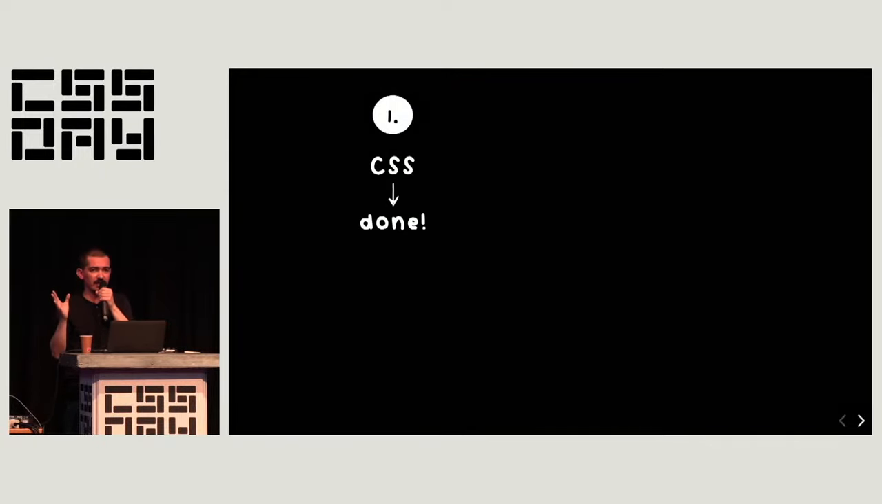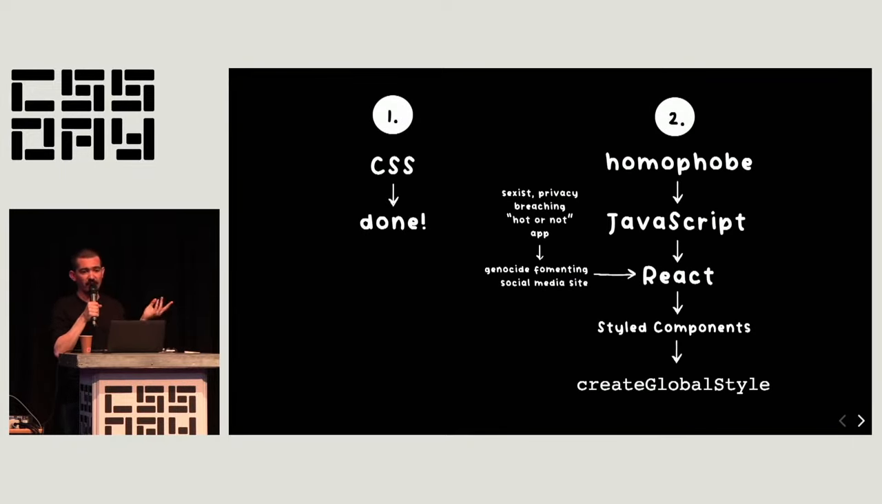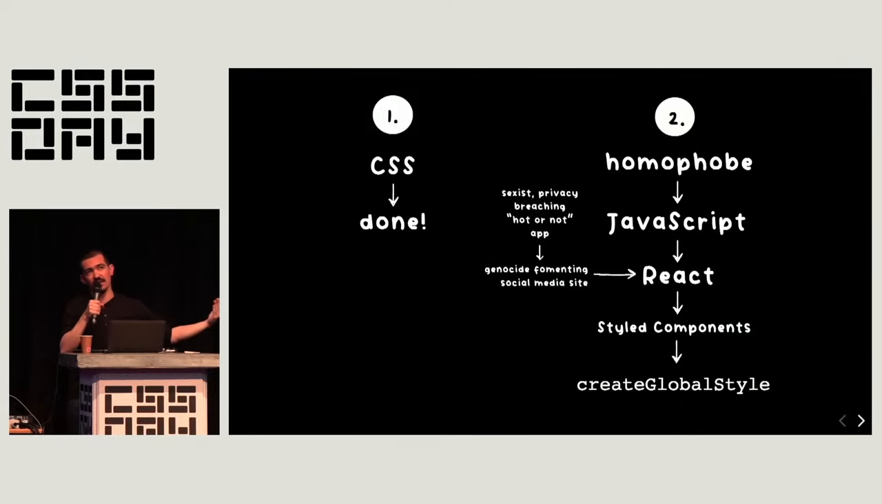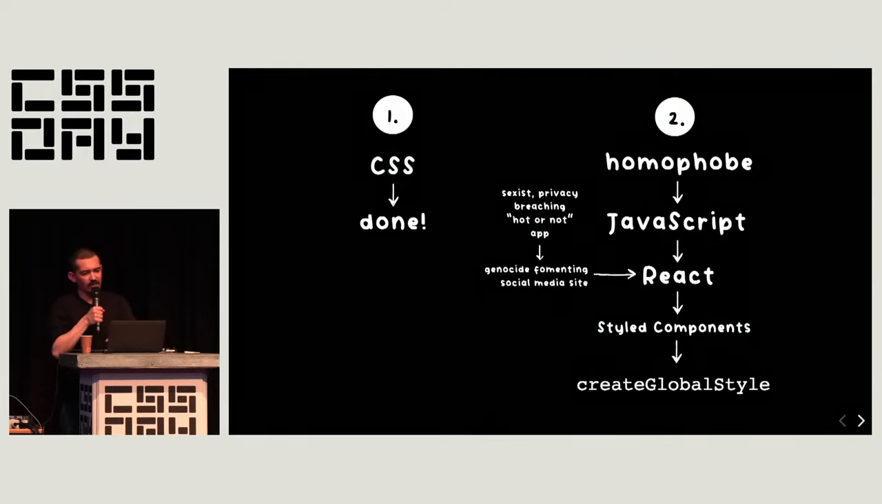You can achieve exactly the same thing with this. Find a homophobe, get them to invent JavaScript, simultaneously wait for someone to come up with a sexist privacy-breaching hot-or-not application, wait for that to evolve into a genocide-fermenting social media site, which begets React, which controls their terrible, shitty interface, and then you get styled-components, a library for React, and then you get createGlobalStyle.